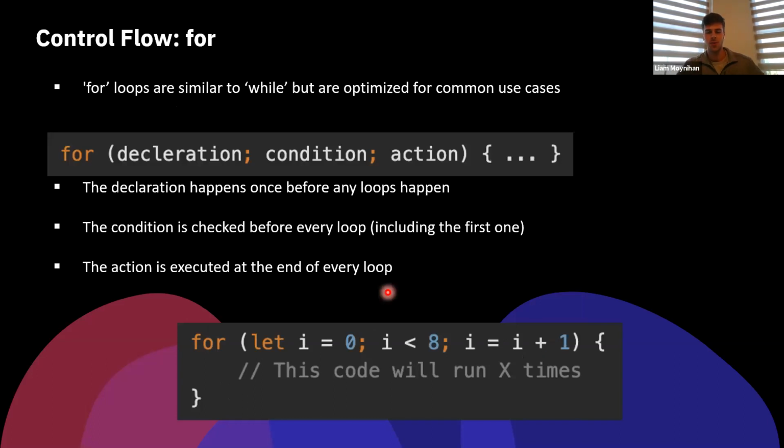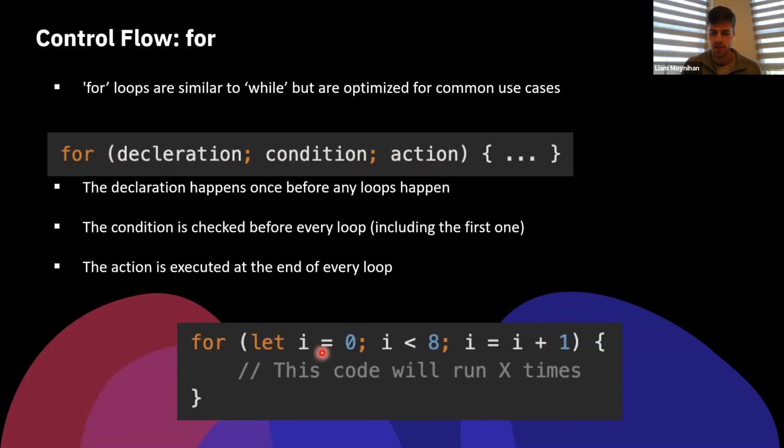All right, so now we're going to talk about for loops, which is one of the more complex loops that we have. Also the last one of them. And essentially for loops are just a shorthand for while loops. You can do everything that a for loop does with a while loop, but it just makes it a little bit easier to do certain things for common use cases. So a for loop has these 3 parts to it: a declaration, a condition, and an action.